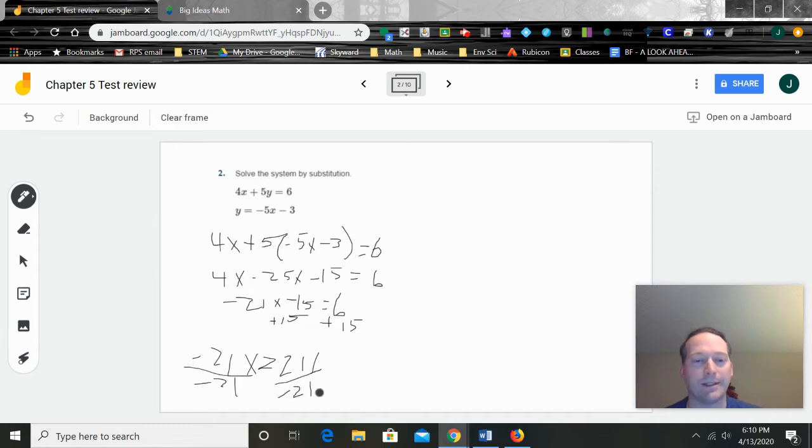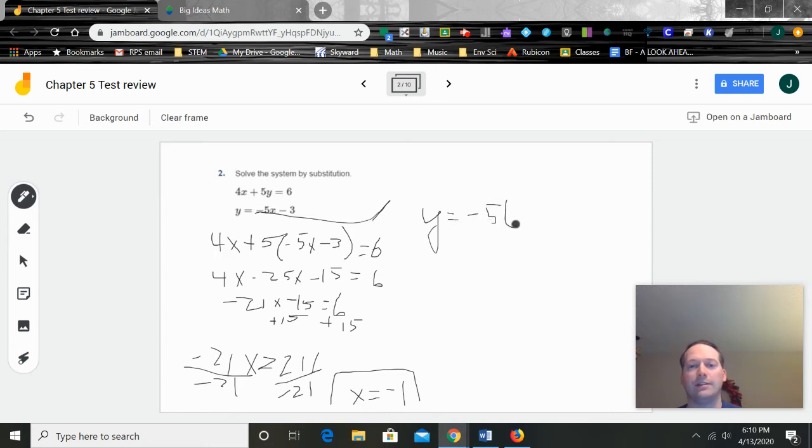I know it's a little messy. I'm sorry. So x equals 21 divided by negative 21, which is negative 1. So x is negative 1. So now we just plug negative 1 in for x up here. So we have y equals, now we could have done the first one, it's just a little bit easier in the second one. Negative 5 times negative 1 minus 3. So negative 5 times negative 1 is 5, minus 3. So y equals 2. Okay, so it's negative 1, 2.